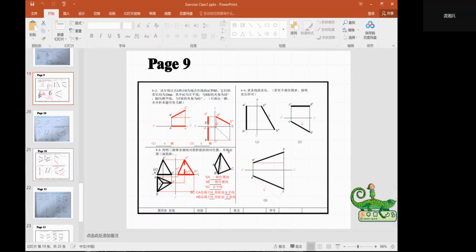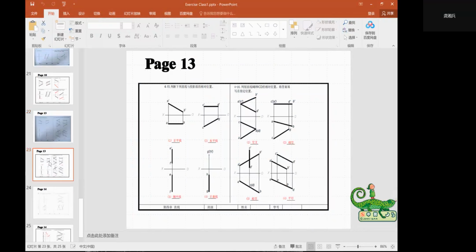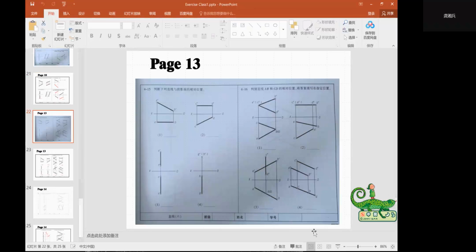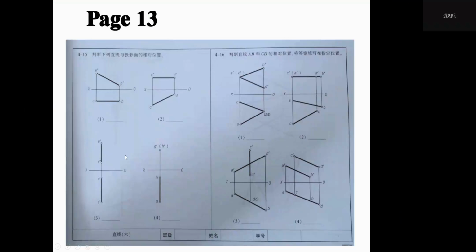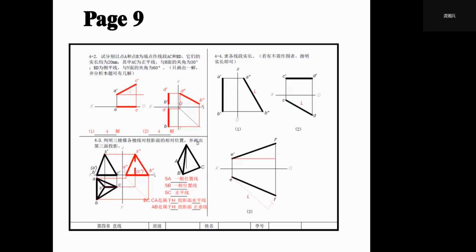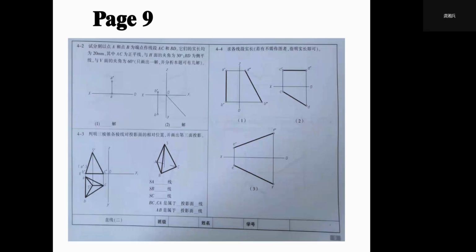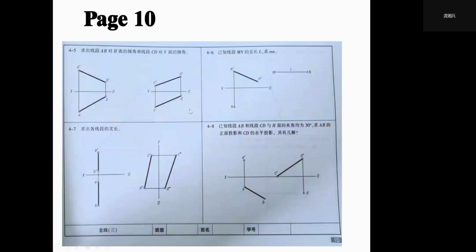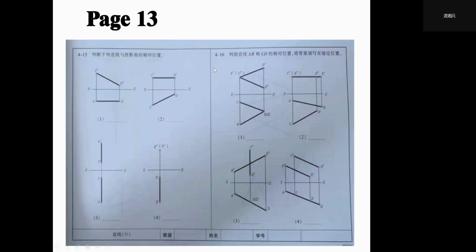So we go directly to page 13. For page 10 and page 9, because it's a little bit difficult for you, we will leave those for the next exercise. But you should do it by yourself. You should understand the question by yourself. Leave these two pages for the next exercise. Use your own time to do it, because it's a little difficult to understand.